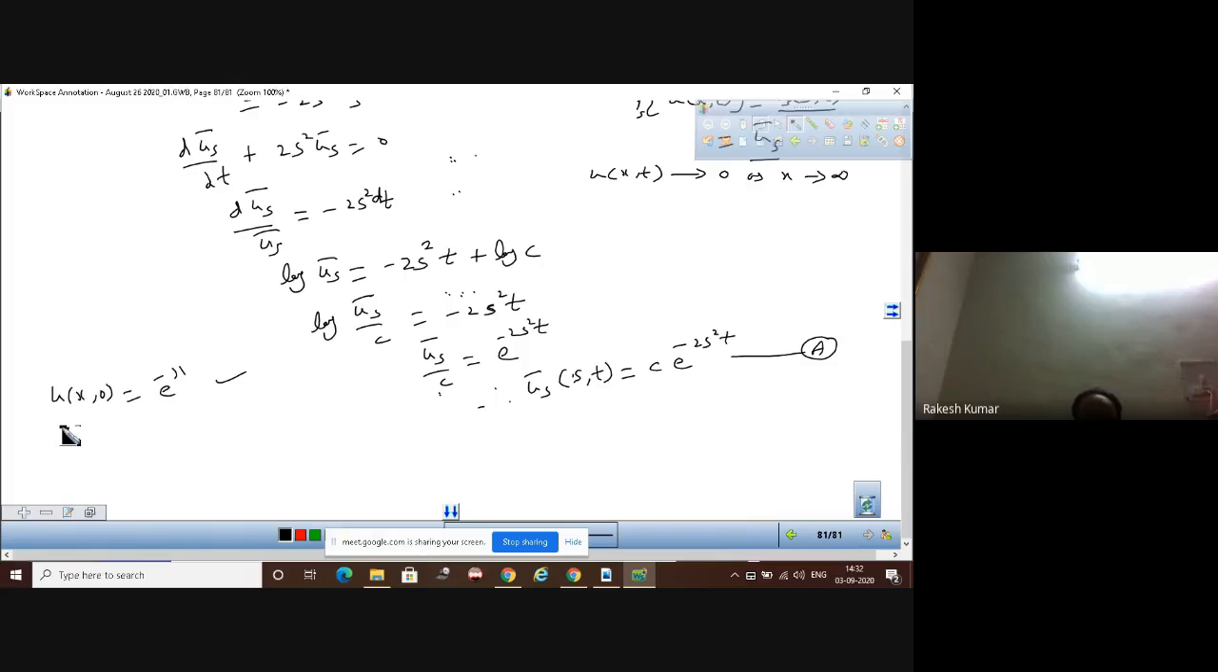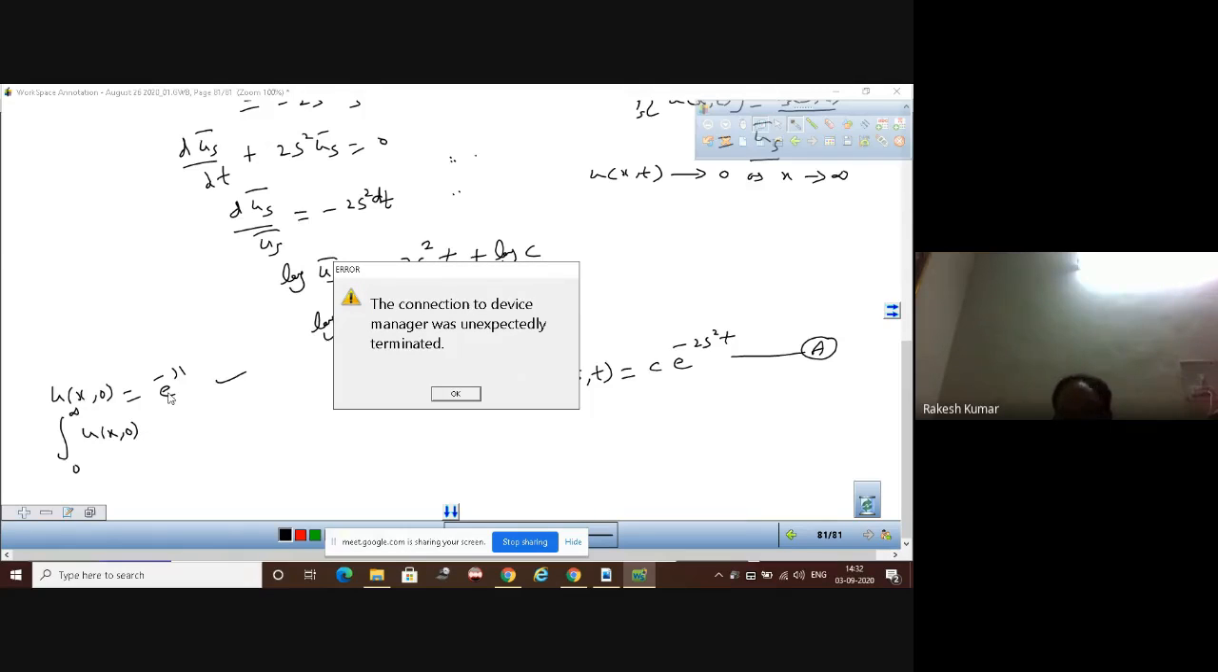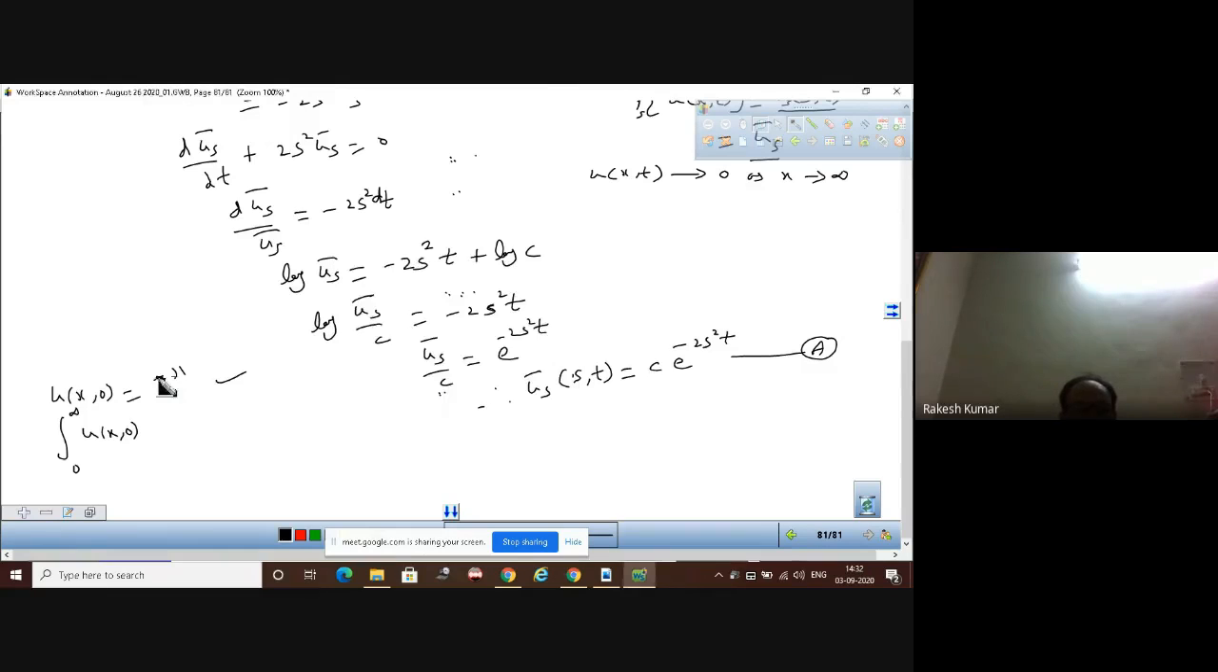You can also take its Fourier sine transform, that is, the integral of u(x,0) sine sx dx, and on the right hand side, e raised to power minus x sine sx dx within the limits 0 to infinity.